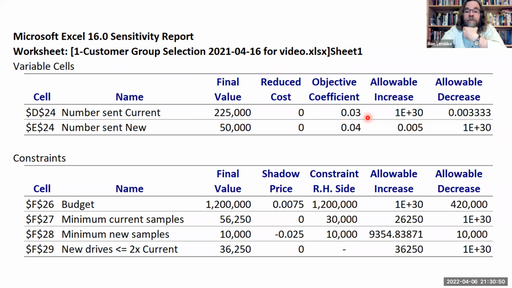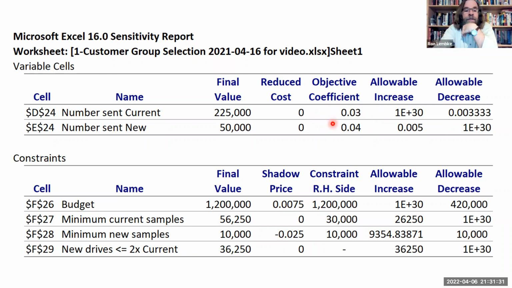Similarly, on the new customers, right now, 4% of them are going to buy a new car. If that decreased by as much as you want, the answer of what to do would not change. But if that increased just a little bit, then this wouldn't be optimal anymore. So when the allowable increase or allowable decrease is very small compared to the objective coefficient, that's a sign you want to step back and make sure that you are really confident about these numbers in the objective coefficient. How sensitive is your answer to changes in this? That's what this report is all about.